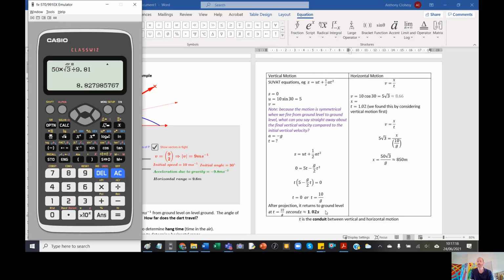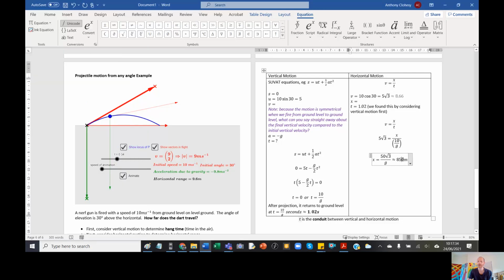Nerf guns almost certainly are capable of that kind of speed. I think they can do 10 or 15 meters per second. It's not going to take it more than a minute for the dart to land. And by the same token, it's not going to travel nearly a kilometer. So we need to double check our numbers. 8.83 is a much more sensible answer.